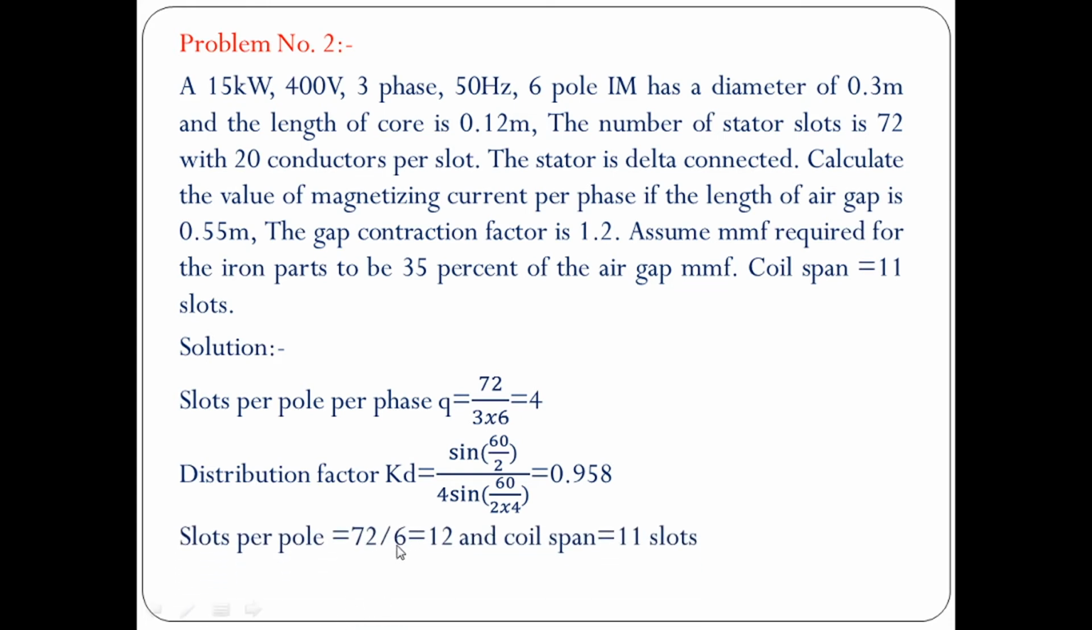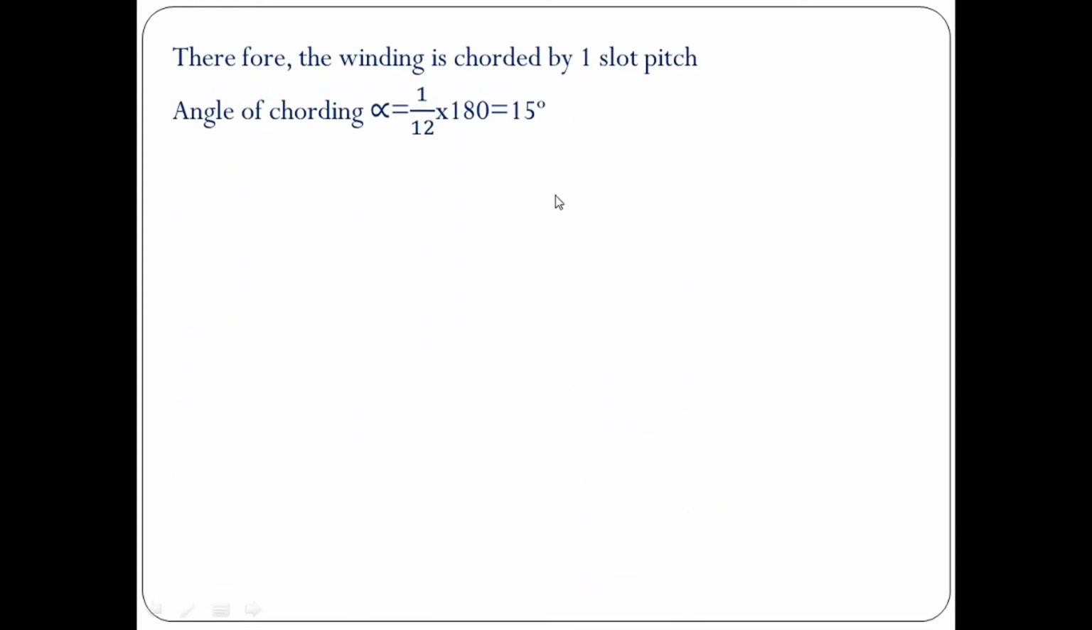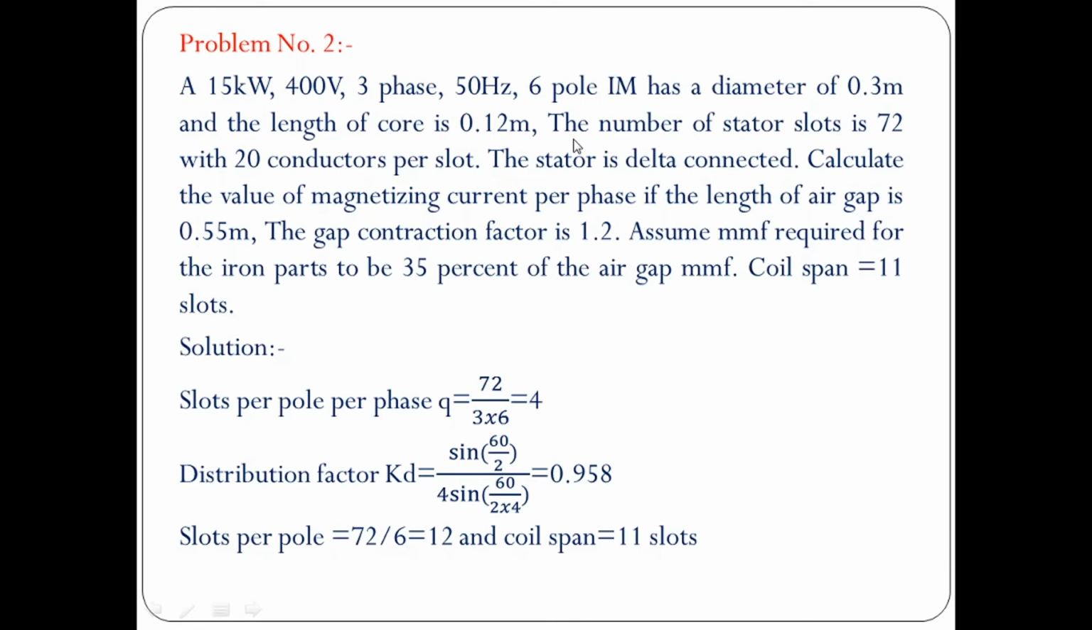So slots per pole is 72 divided by 6. There are 72 slots and 6 poles, so there are 12 slots per pole. It is given that the coil span is 11 slots. Therefore the winding is chorded by 1 slot pitch. So actually there are 12 slots per pole.